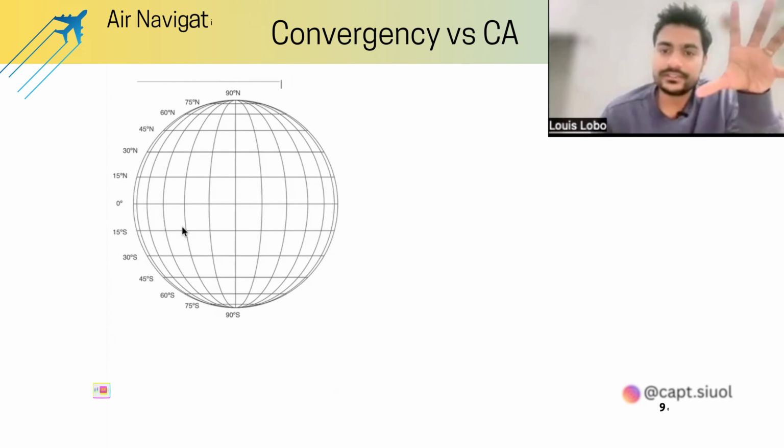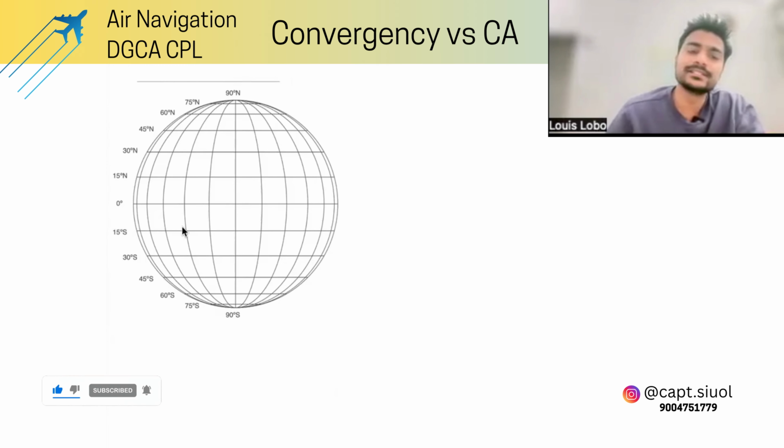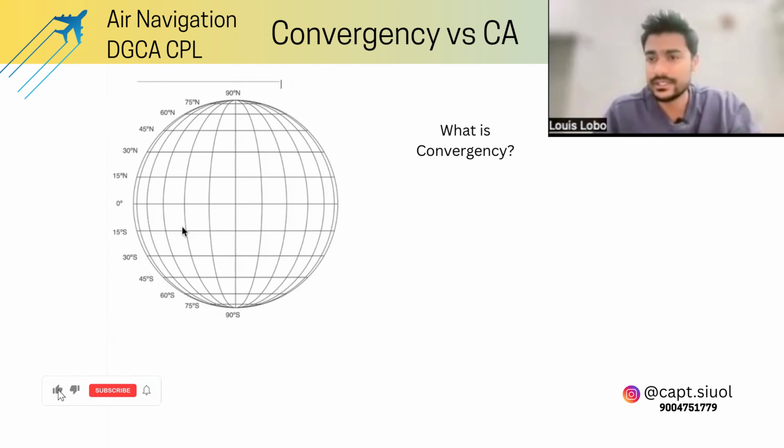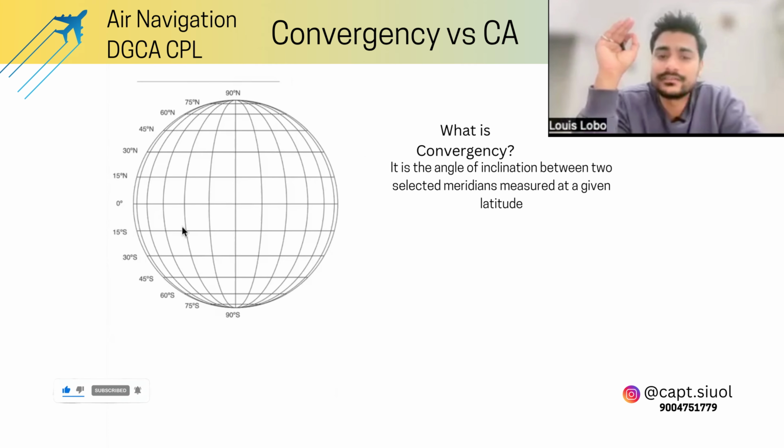Have you ever flown a great circle route and noticed your heading keeps changing? Well, that's not a mistake. It's something that we pilots call convergency. Now, what is convergency? Convergency is basically the angular difference between two meridians at a given latitude.